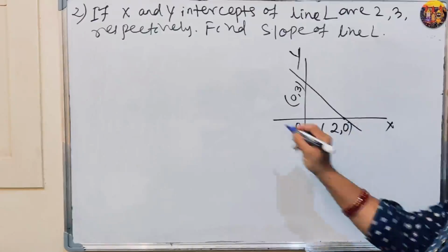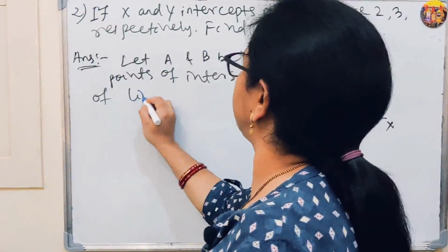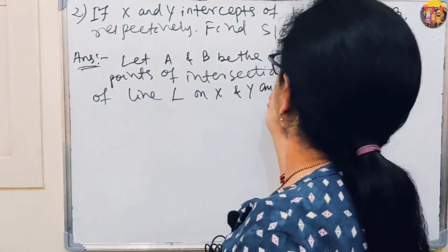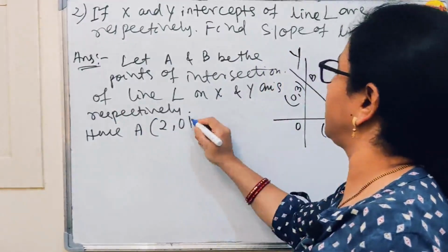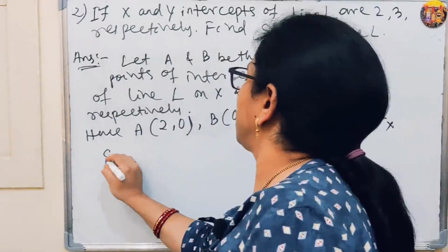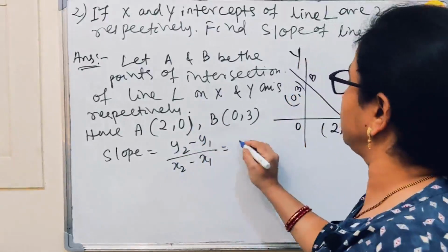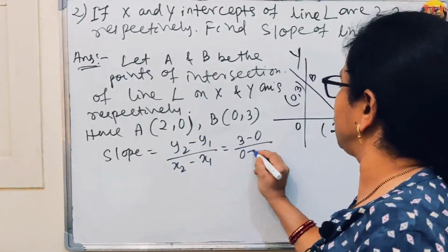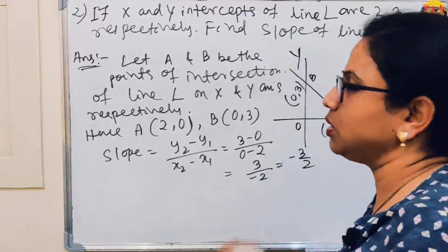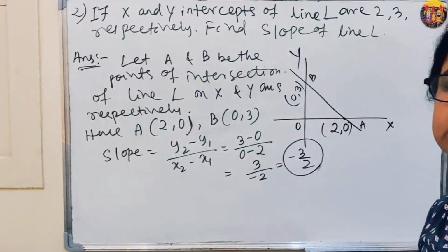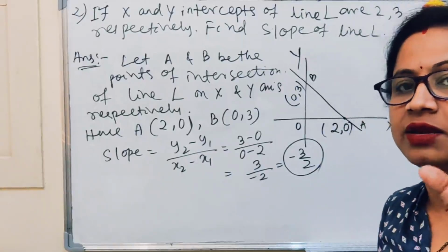Let A and B be the points of intersection of line L on the x and y axis respectively. This will be A and this will be B. So A will be (2, 0) and B will be (0, 3). So slope is equal to y2 minus y1 upon x2 minus x1. y2 is 3 minus 0 and 0 minus 2. So this will be 3 upon minus 2, so the slope will be minus 3 upon 2. When a question is given to you, read the question carefully so that you can find the givens perfectly.